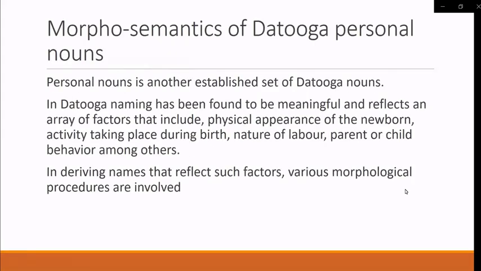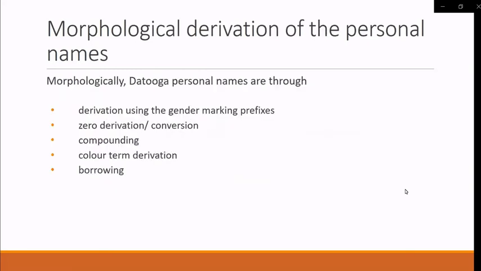If we go to the personal nouns, the meaning of newborns' names in Datooga reflects activities taking place during birth, the nature of labor, parent or child behavior, or the appearance of the child or the parent during birth. So in deriving the names of the newborns, various morphological procedures are involved. Some of the procedures are derivation using gender marking prefixes, zero derivation or conversion, compounding, color term derivation, and borrowing.